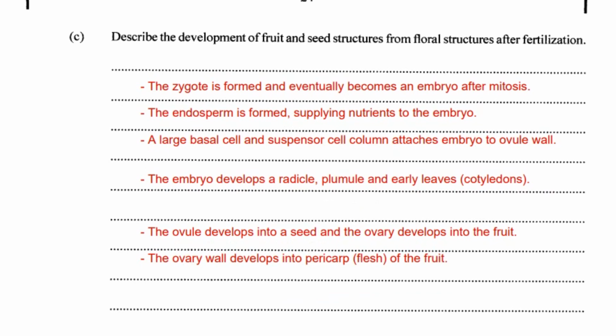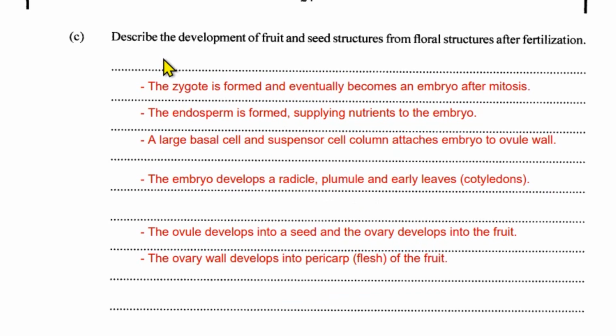And this is the last question of this paper, part C. Describe the development of fruit and seed structures from floral structures after fertilization. You want to list 6 things here because it's 6 marks. So this is post-fertilization structures. So this would have been after the whole pollen tube thing would have grown, and after the 2 male nuclei fuse. So we're talking about after that.